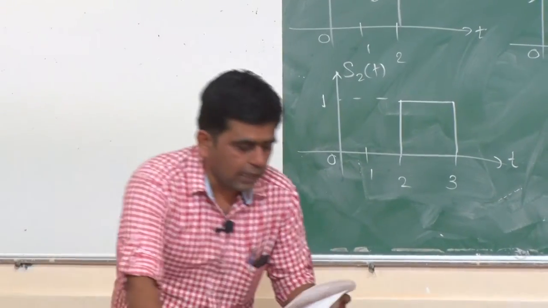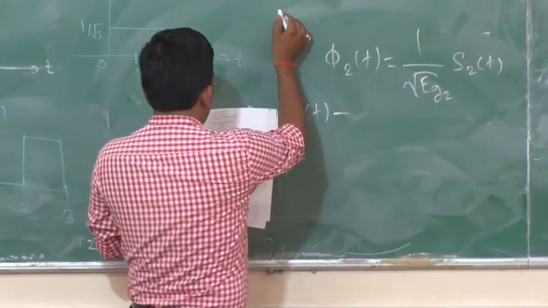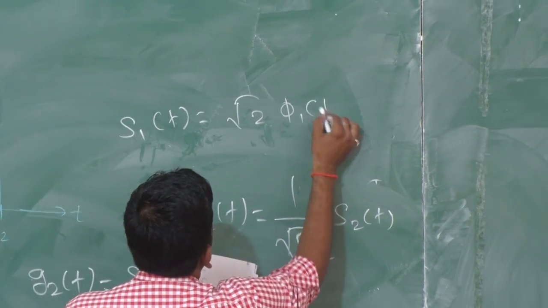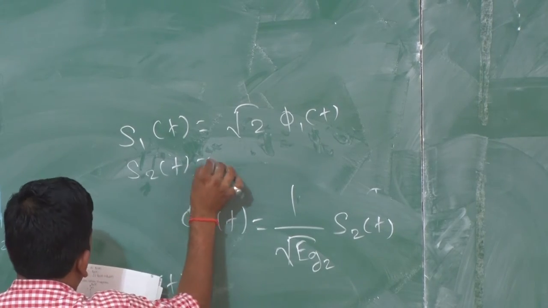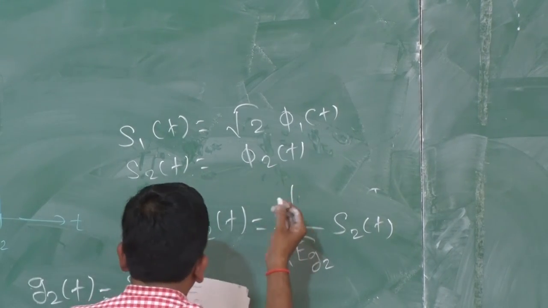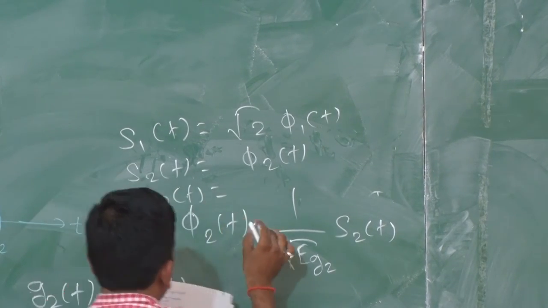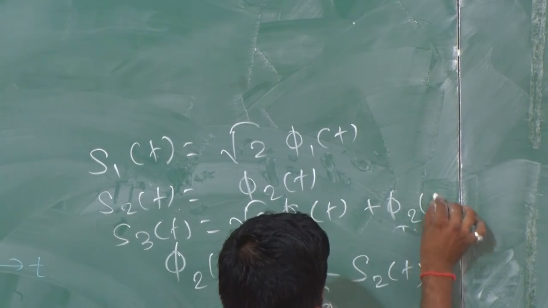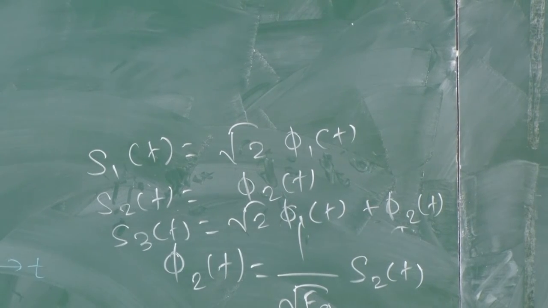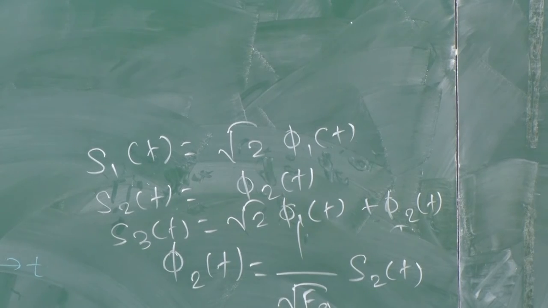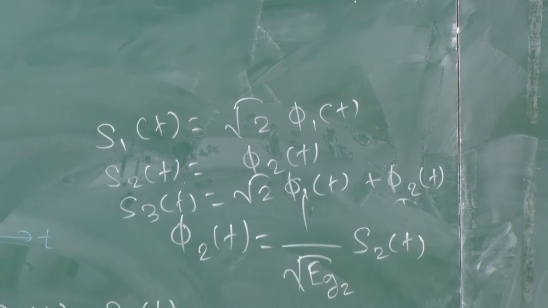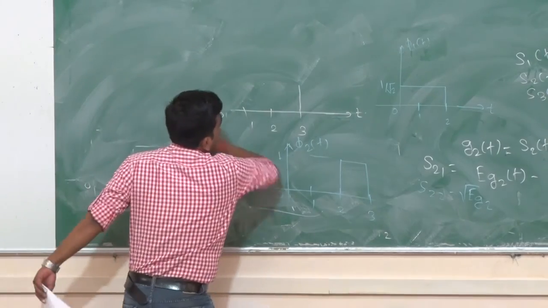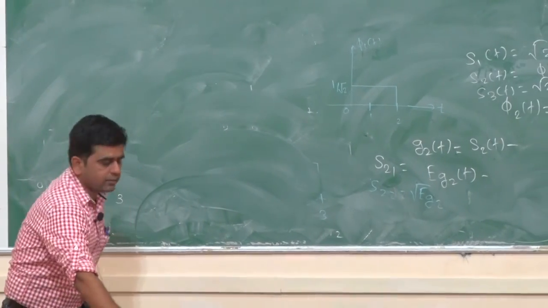So we can represent these signals: S1 of t is equal to root 2 phi 1 of t, S2 of t is phi 2 of t, and S3 of t is root 2 phi 1 of t plus phi 2 of t. So this third basis function becomes 0. So we can represent these three signals by using these two basis functions.